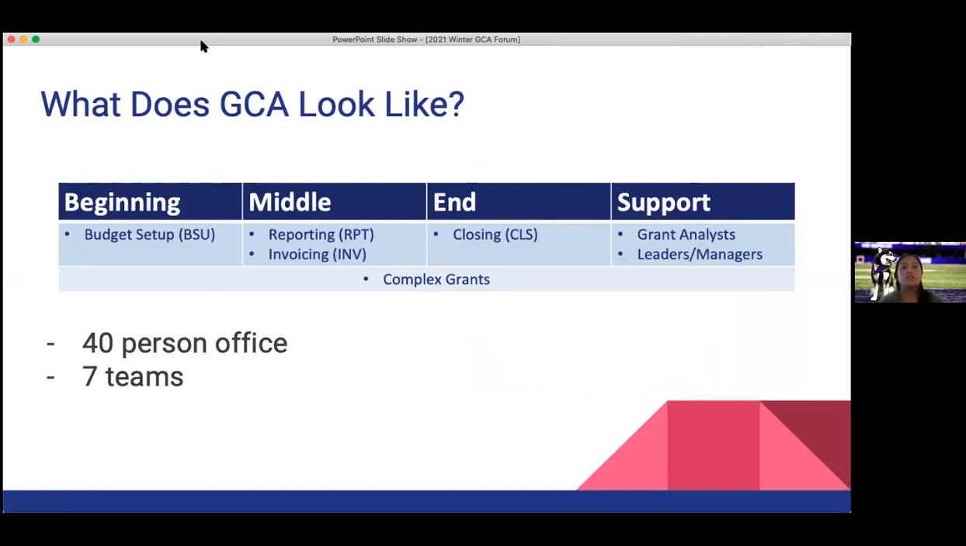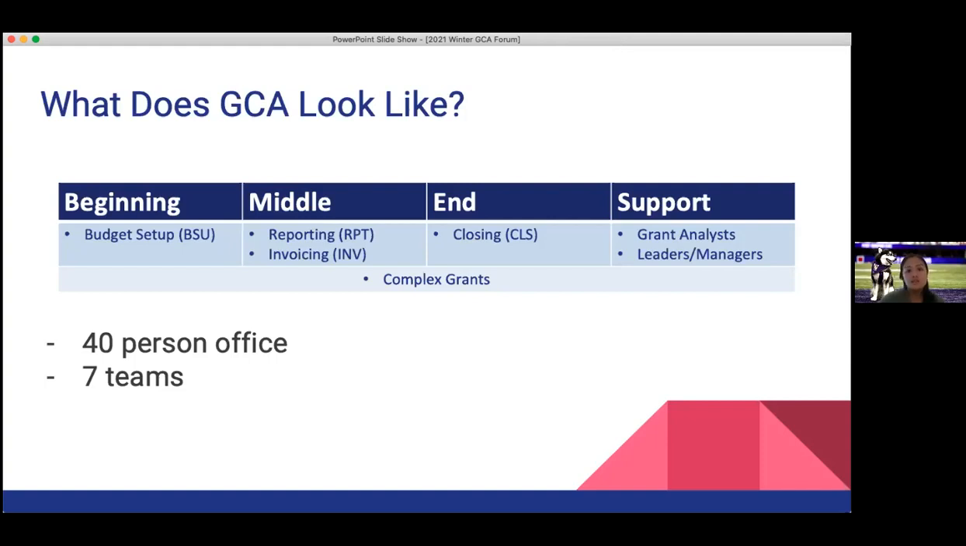Next slide. So what does GCA look like? We're a 40-person office that's split into 7 teams. If we break this down by beginning, middle, and end, the budget setup team is in the beginning, reporting and invoicing man the middle part of it, and then our closing team steps in at the end to close out to status 4. For more complex items, we have a complex grants team. They handle the award from start to finish, just because there's more complicated reporting or invoicing requirements, which means these budgets can't be part of our regular processes.